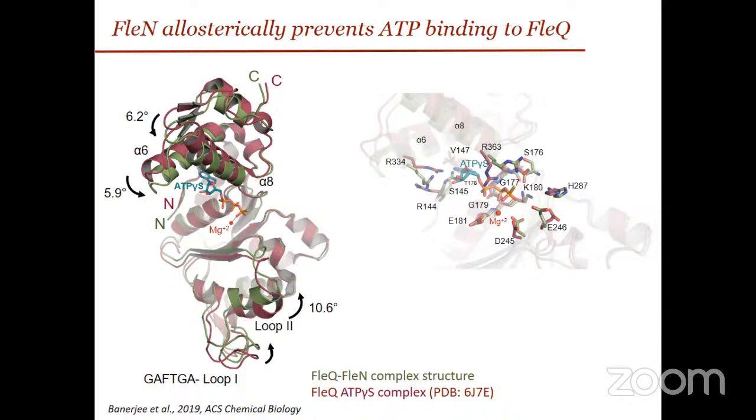So this is the comparison of these two structures. You can see the green structure sort of is like this, compared to red, which is more relaxed. Many residues have conformation changed in the active site, including the catalytic residue. So this distortion means that the active site is distorted, as a result of which ATP cannot bind.